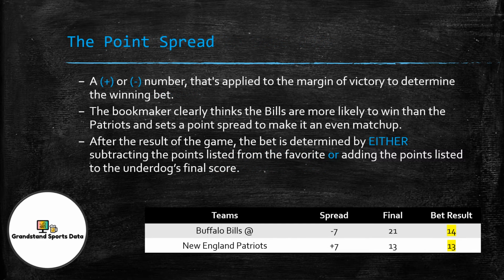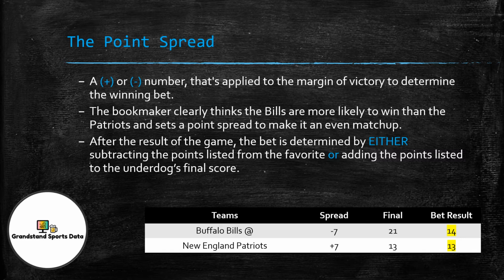The point spread. This is a positive or a negative number that's applied to the margin of victory to determine the winning bet. Let's look below. The bookmaker clearly thinks the Bills are more likely to win than the Patriots and sets a point spread to make it an even matchup. After the result of the game, the bet is determined by either subtracting the points listed from the favorite or adding the points listed to the underdog's final score. Please remember, you do not do both.